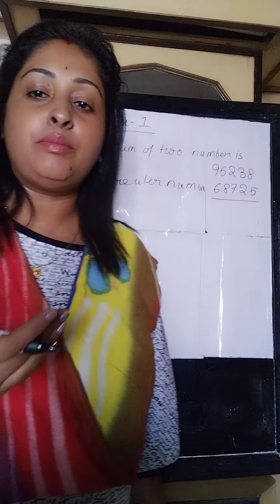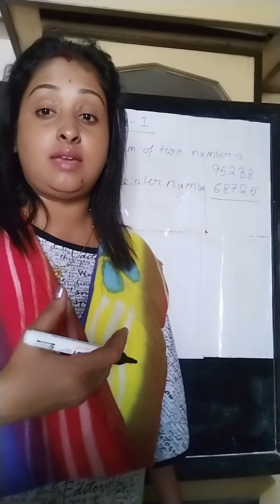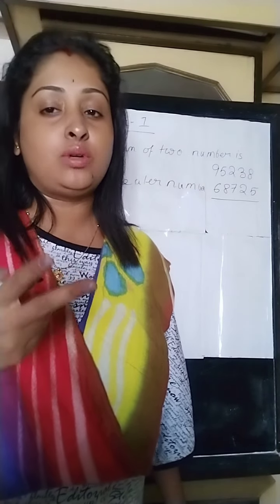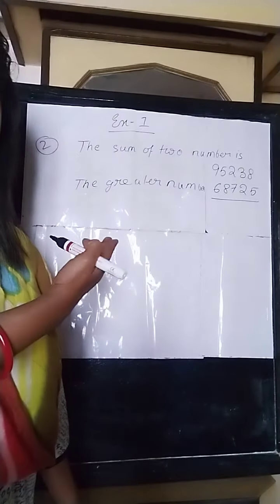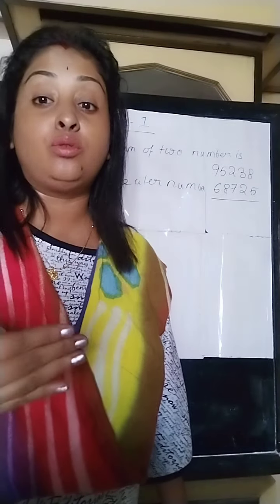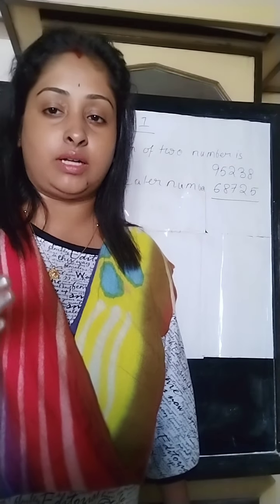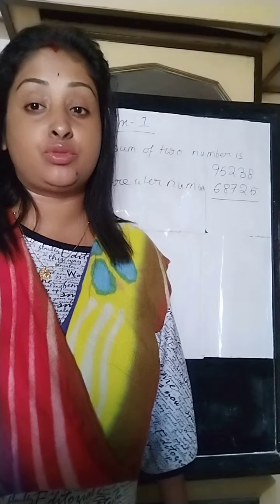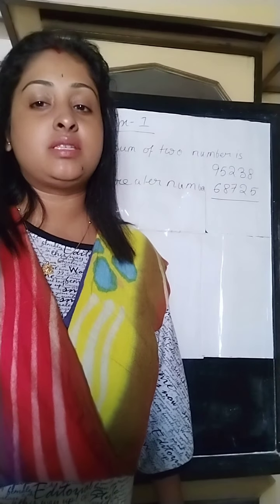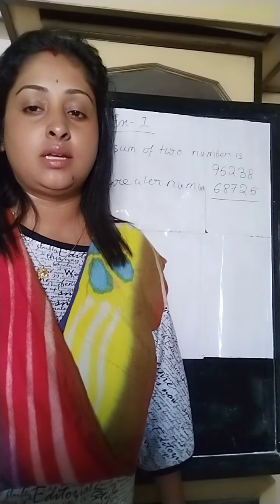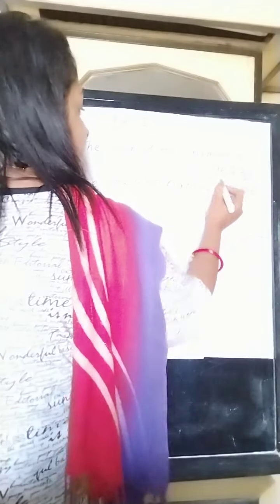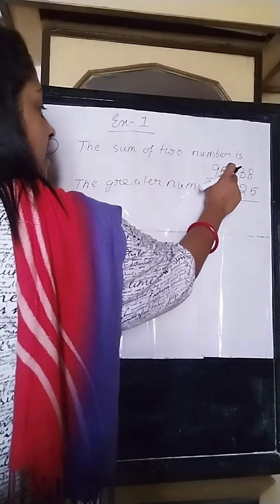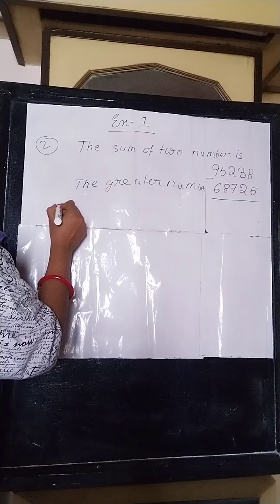We know that a sum is made of two numbers. Here it is given that a sum is made of one greater number and one smaller number. The greater number is given to you. You have to find out the other number, which is the smaller one. How will we find it? From the sum, if we subtract the greater number, we are going to get the smaller number.